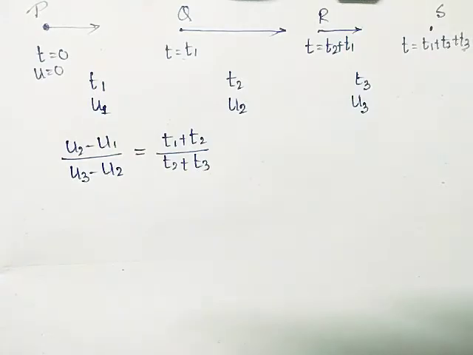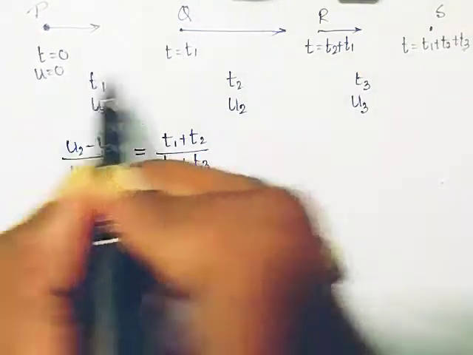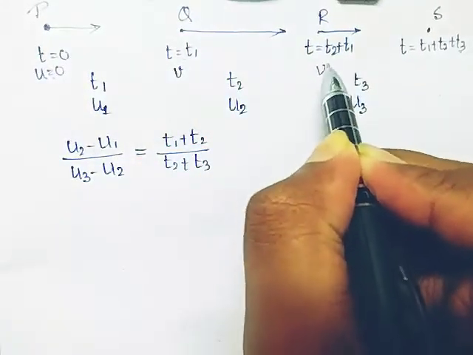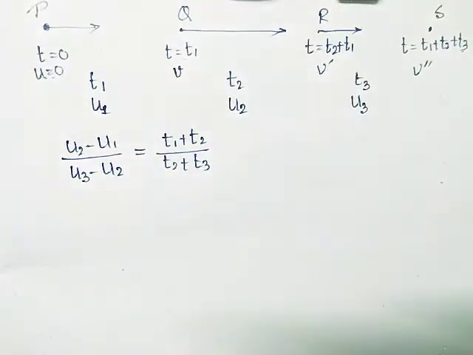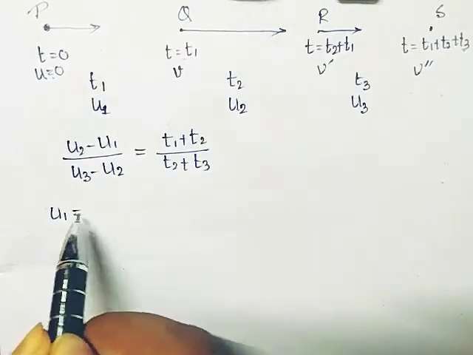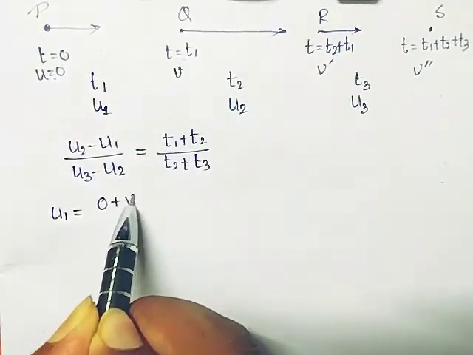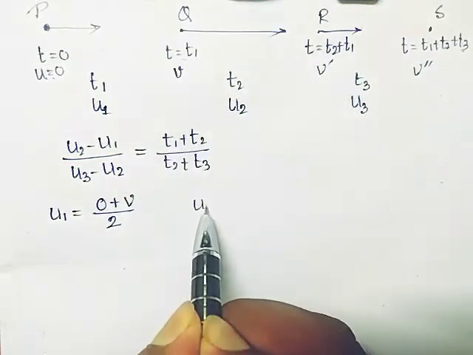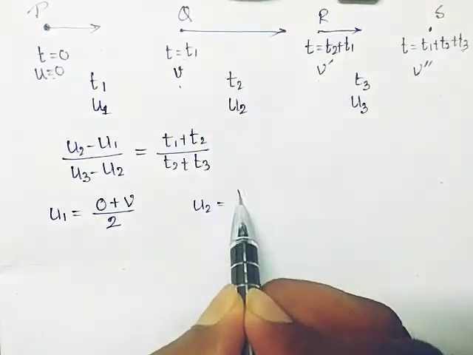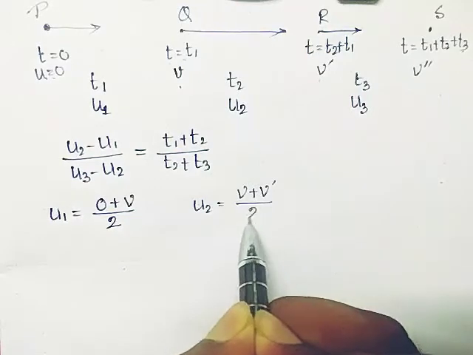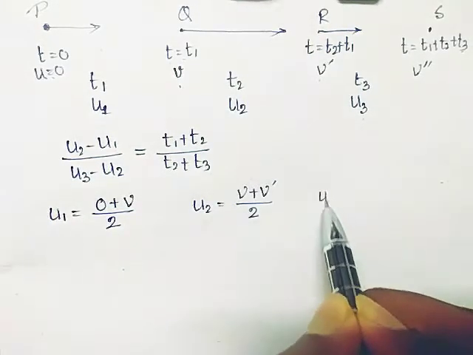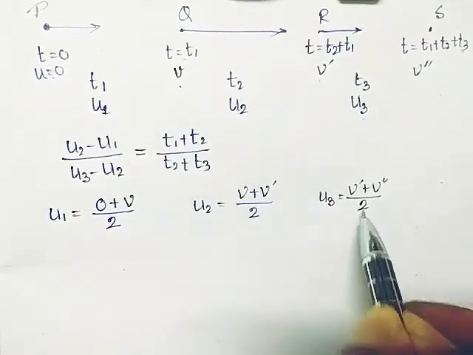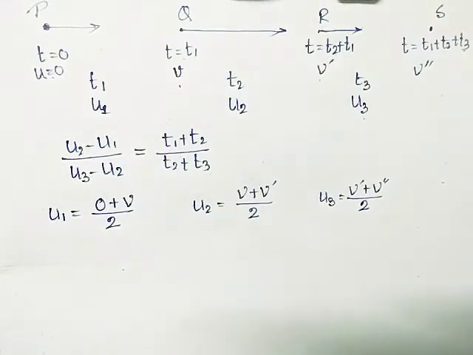So we have the information about the average velocities. Let us consider the initial velocity is 0, and the velocities at the later points are v, v prime, v double prime. So what is u1 here? u1 equals 0 plus v divided by 2. u2 is v plus v prime divided by 2. u3 is v prime plus v double prime divided by 2.